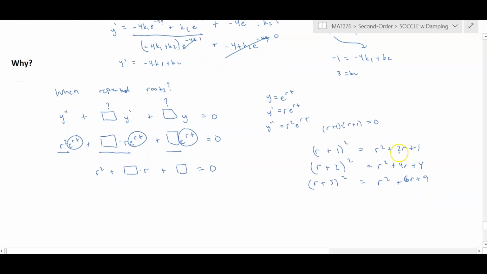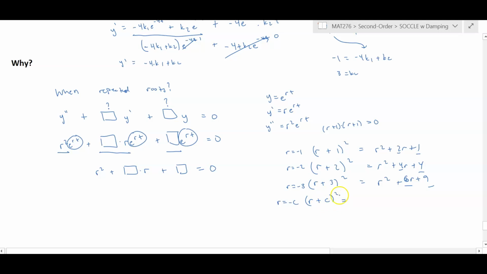Now, what's the relationship between these two values here? 2 and 1, 4 and 4, 6 and 9. Well, let's write it this way. (r plus c) squared, right? So our root is always the negative of what's in here. So in this case, r would be negative 1. This is r equals negative 2. r equals negative 3. This would be r equals negative c.